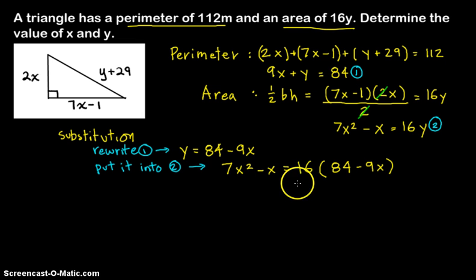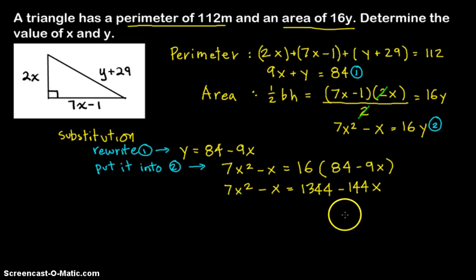Yeah, maybe I can work with this. What do I get? Well, I get my 7x squared. I get my minus x. That's equal to 16 times 84. Calculators out. I get 1344. And this is a negative, what do we got?